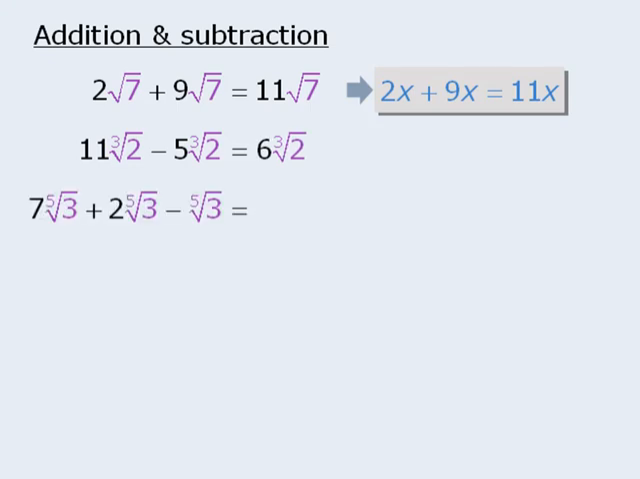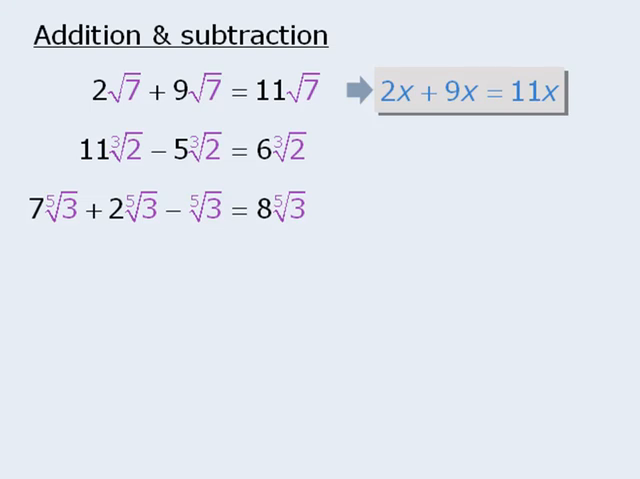Finally, to simplify this expression, we must first recognize that the fifth root of 3 is the same as 1 times the fifth root of 3. So here we have 7 times the fifth root of 3 plus 2 times the fifth root of 3 minus 1 times the fifth root of 3, which equals 8 times the fifth root of 3.